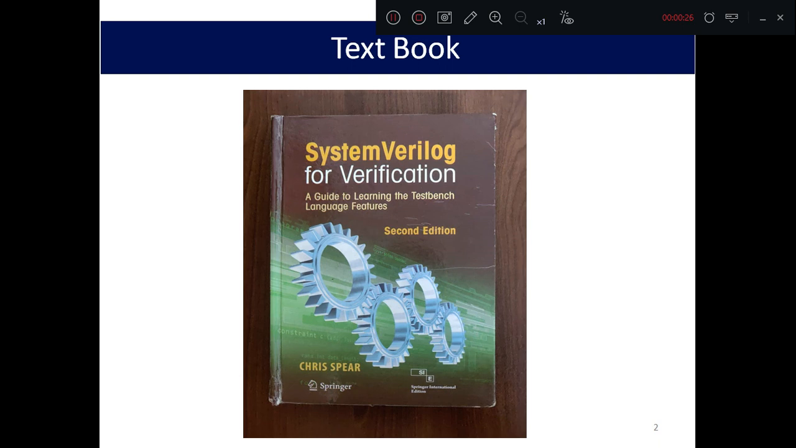Now, for your syllabus, you have to refer to the textbook SystemVerilog for Verification: A Guide to Learning the Testbench Language Features, second edition by Chris Spear. And throughout my presentation and lecture videos, I am referring to this book itself.